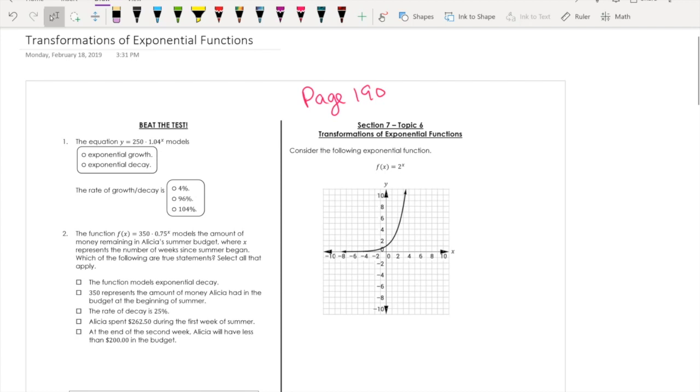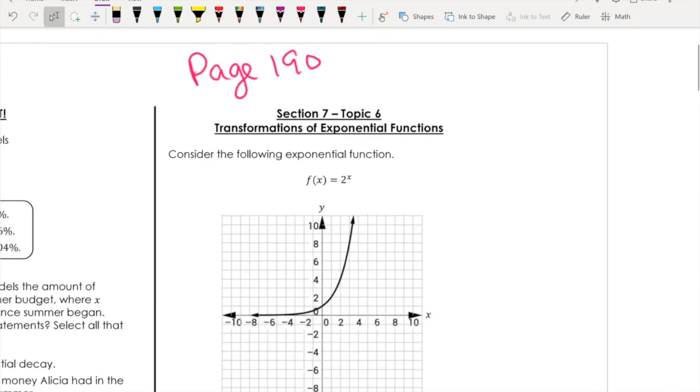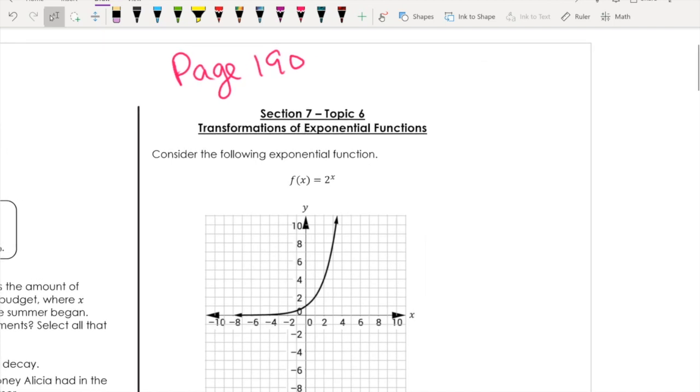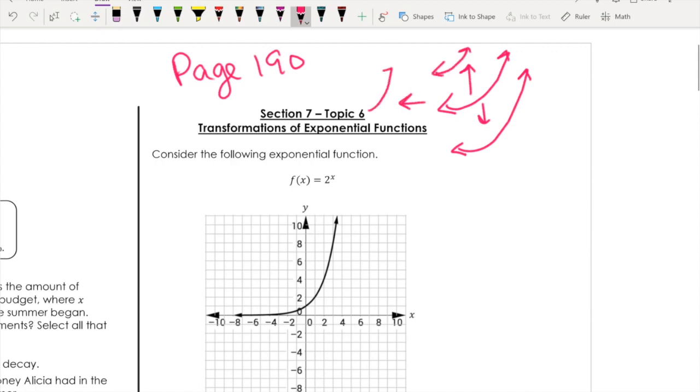So we are on page 190 of topic 6, transformations of exponential functions. Basically, a transformation is when one graph shifts down, or up, or to the left, or to the right. So that's essentially what a transformation is. It's your main graph and how it shifts either to the right, to the left, up, or down.